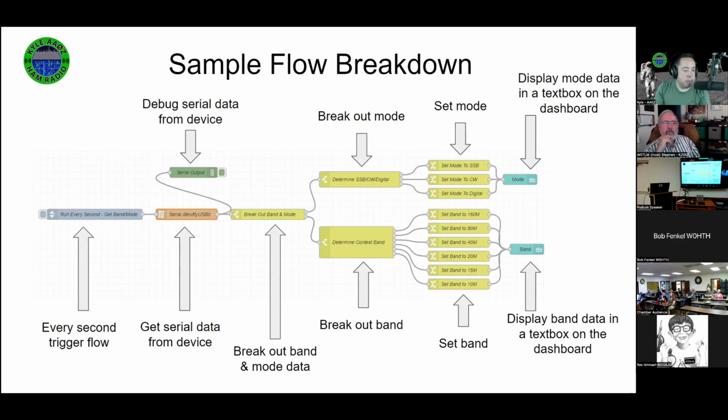And the key is to put a debug node on the output of that serial node to figure out what that K3 is telling you and what that information is. Okay.